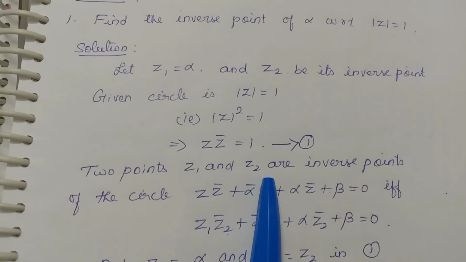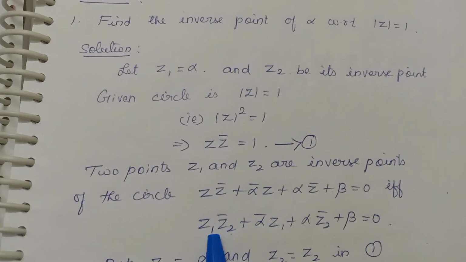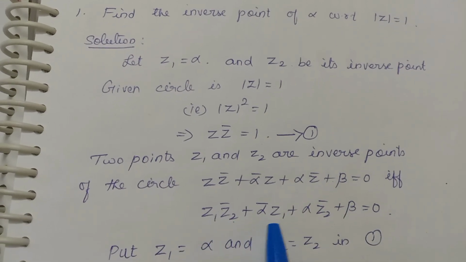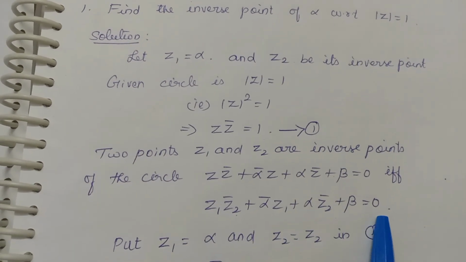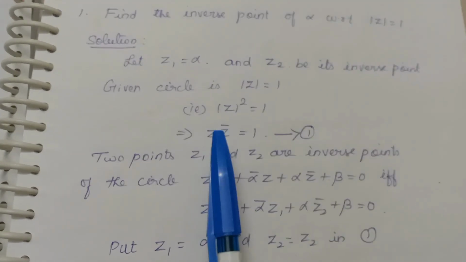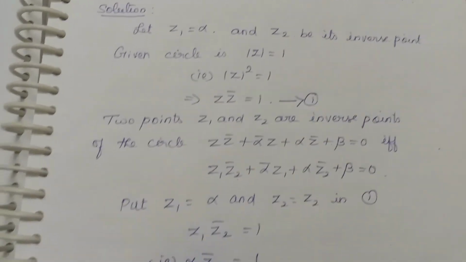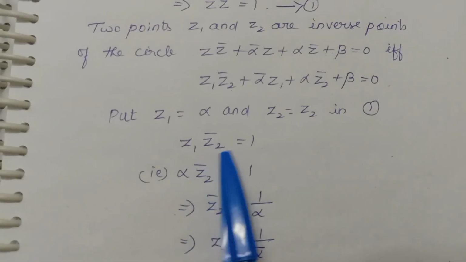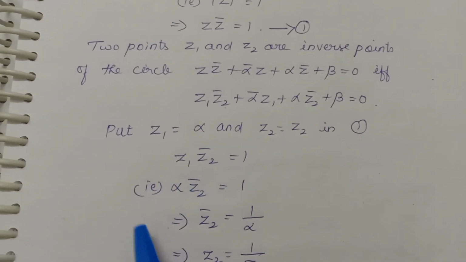Now, 2 points are said to be inverse points if this condition is satisfied: Z1 Z2 bar plus alpha bar Z1 plus alpha Z2 bar plus beta equal to 0. For this given circle, alpha and beta are all 0. Only z z bar is there. So what's the condition for this circle? Z1 Z2 bar equal to 1. So this must be satisfied.